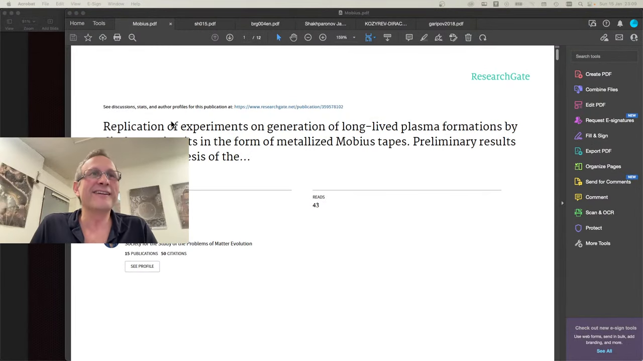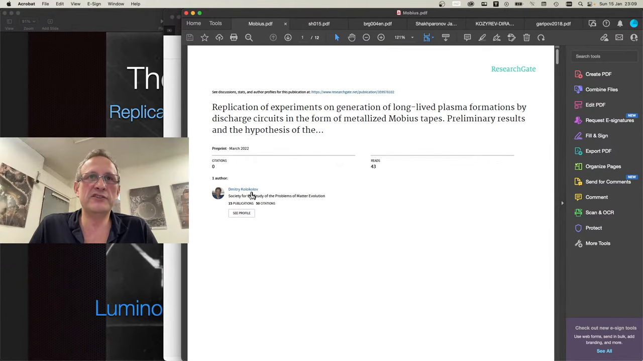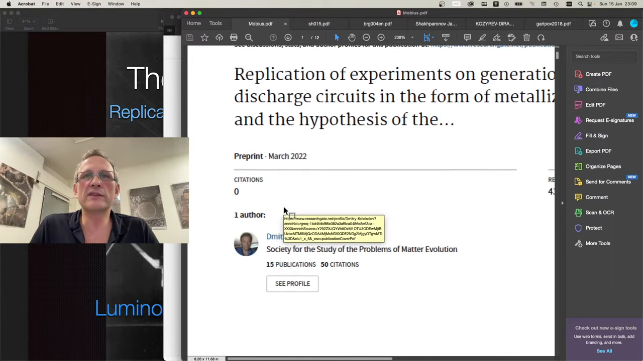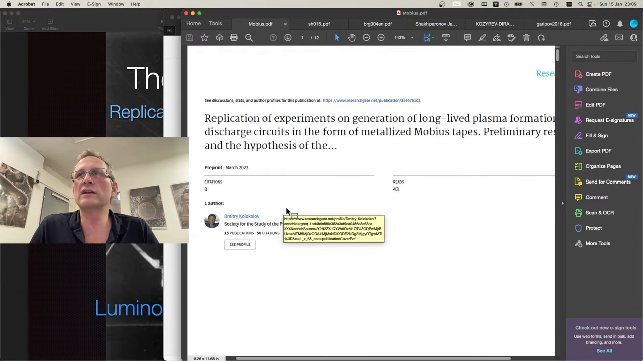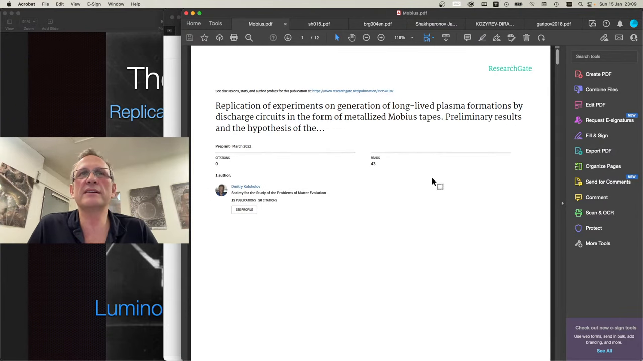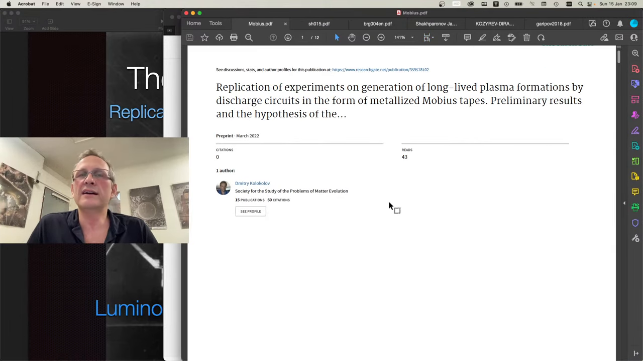Right. Okay. So the document which I've given a link to in the blog here is by Dmitry Kolikov, and this was the guy giving the presentation that I gave the link to. And it's replication of experiments on generation of long-lived plasma formations by discharge circuits in the form of metallized Möbius strips. Okay, so that is their replication.